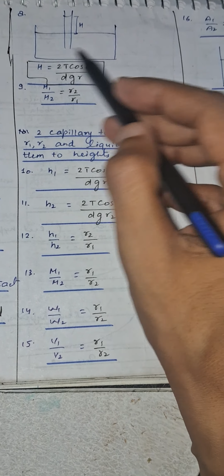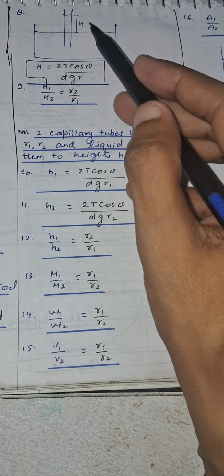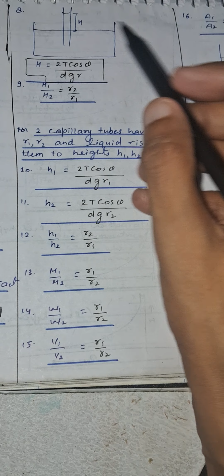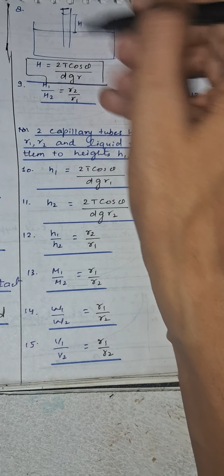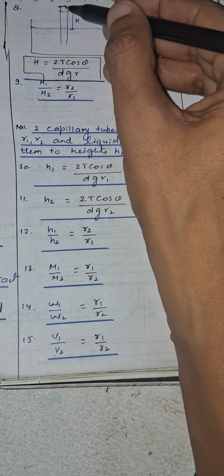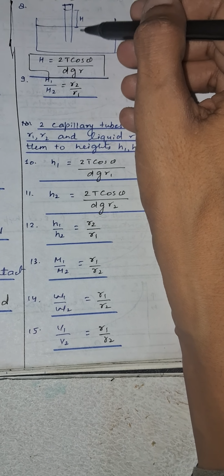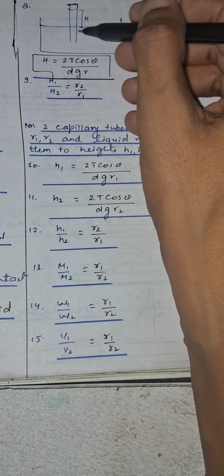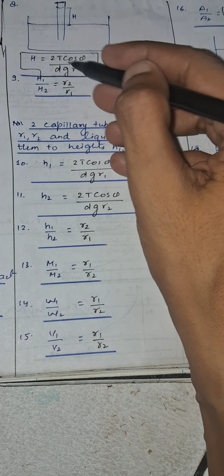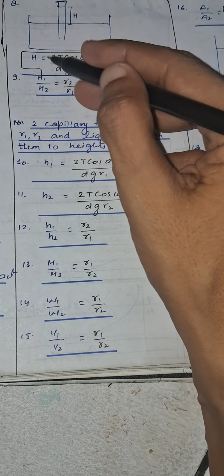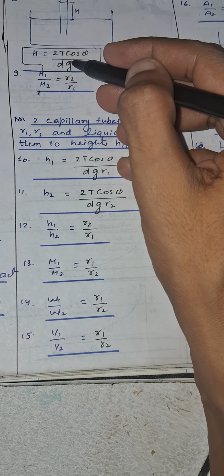Then we have the ascent formula, or Jurin's law. If you put a capillary tube in a container, because of the force of surface tension, the liquid moves up, and the height is then given by h = 2T cos theta / rdg. This is Jurin's formula.